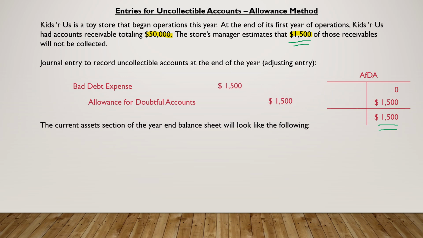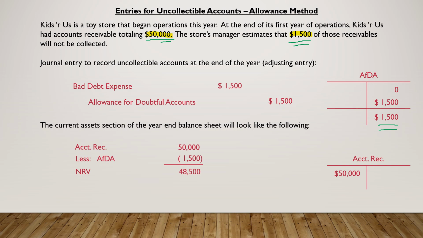To build the current assets section of the balance sheet, we'll need our AFDA balance along with our AR balance of $50,000. Remember, since AR has a debit balance and AFDA has a credit balance, we'll take the difference between the two, which will yield our net realizable value of $48,500.